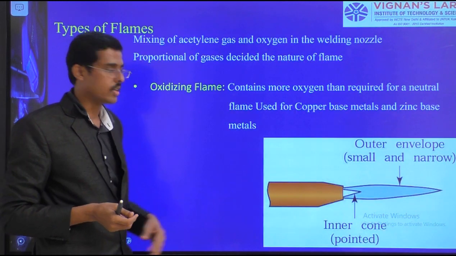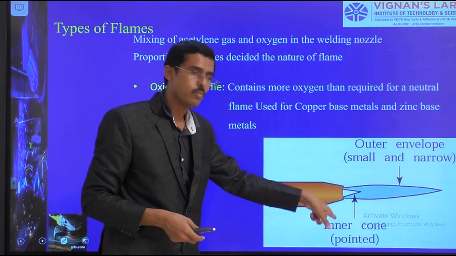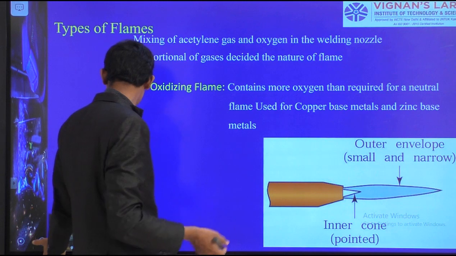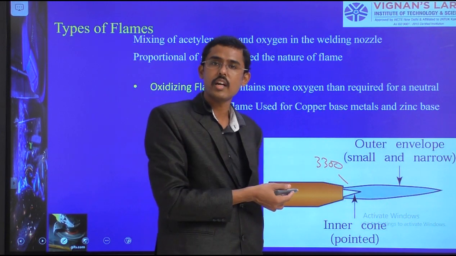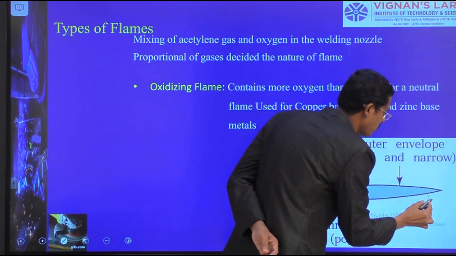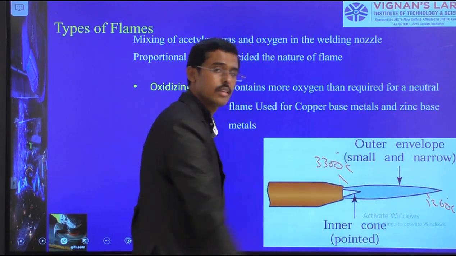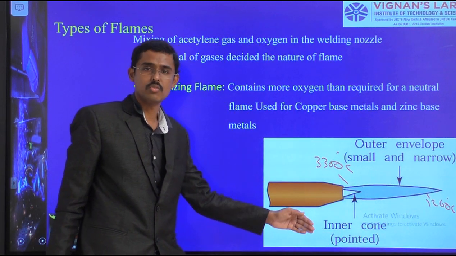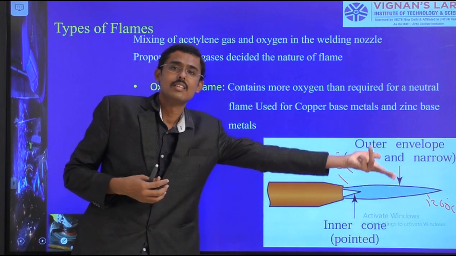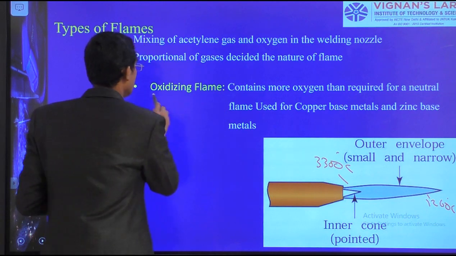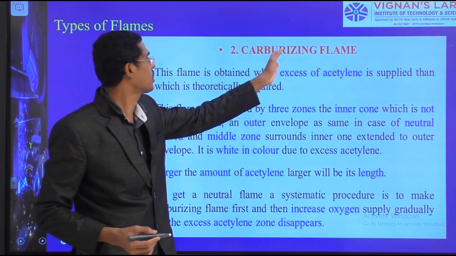Likewise, the cones will be shorter and pointed. How many degrees are there now? The inner cone belongs to 3300 to 3400, and the outer cone belongs to 1260 degrees centigrade. Oxygen is extra compared to acetylene in the oxidizing flame. Next, we go to the last one, the carburizing flame.